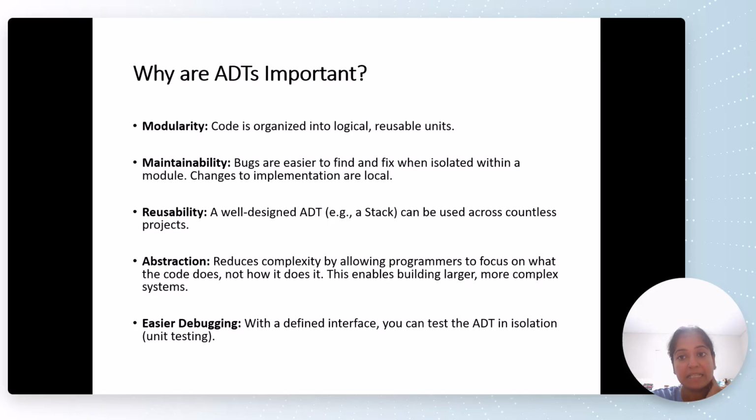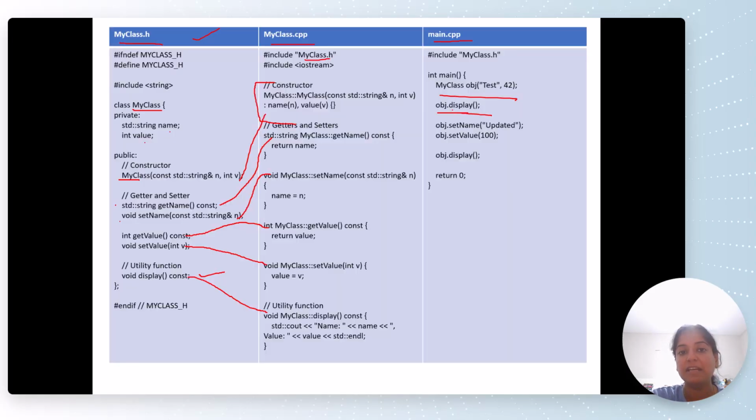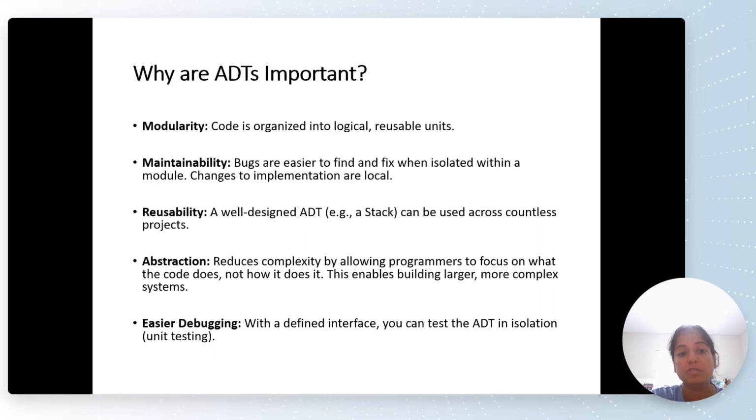Why are ADTs important? Why do we use them? First of all, it provides you modularity. Your code is divided into different logical and reusable units, which can be reused. For example, in the last section, we created this my class. Now this my class.h, my class.cpp can be used in any of the program.